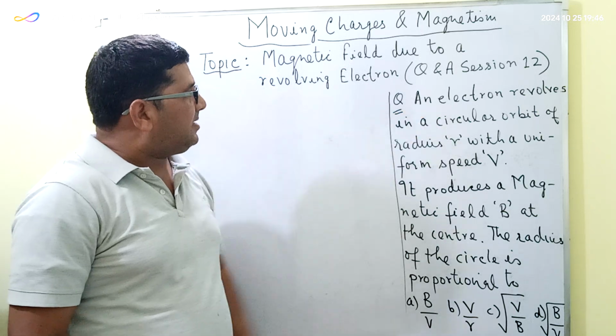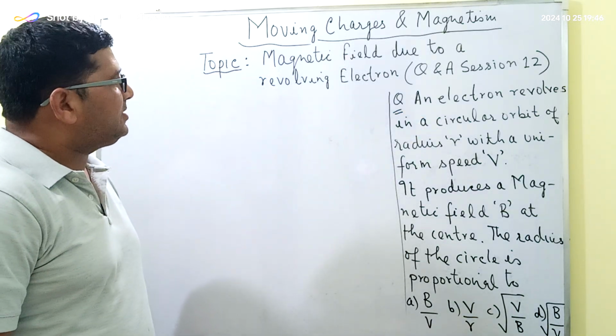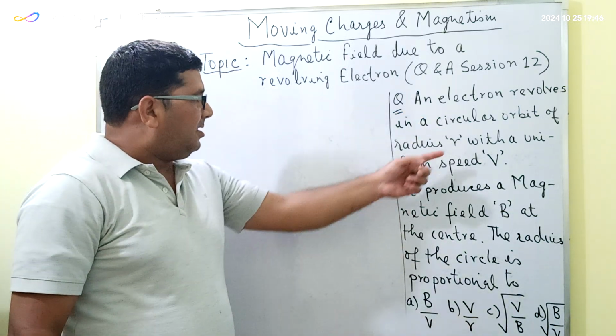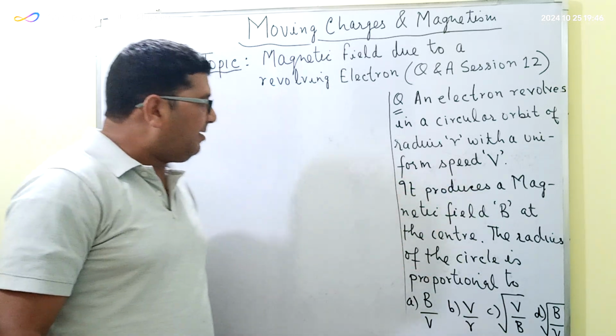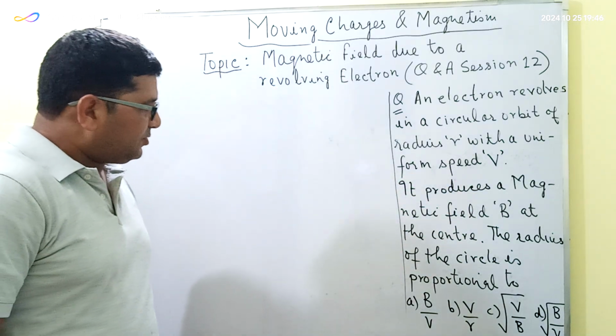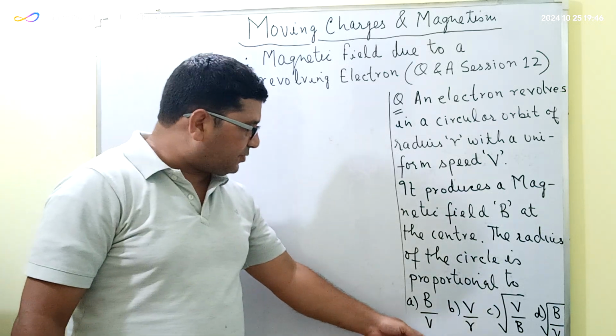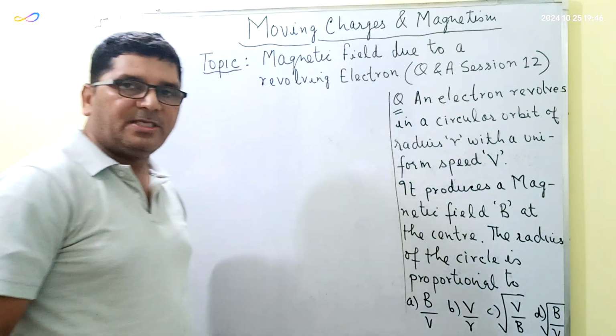The question here is: an electron revolves in a circular orbit of radius r with a uniform speed v. It produces a magnetic field B at the center. So the radius of the circle is proportional to... There are four options here and we have to find the correct one.